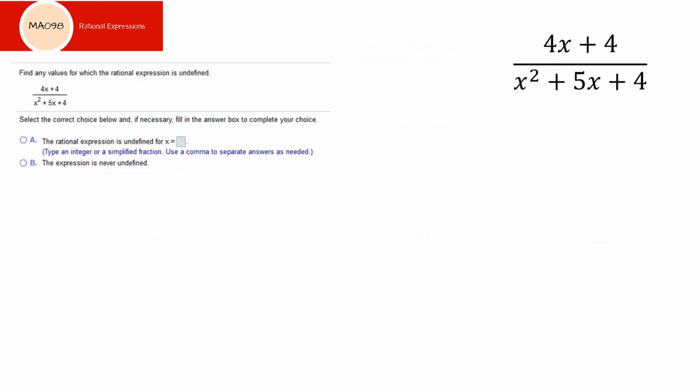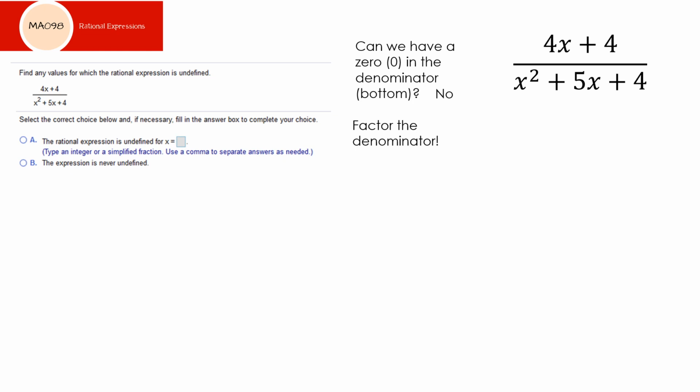Find any values for which the rational expression is undefined. Can we have 0 in the denominator or the bottom? No. We need to factor the denominator. This one isn't as easy as the last one. For this one, we have to multiply to 4 and add to 5. If you're having problems factoring, you need to return to the last lesson that we did and review.